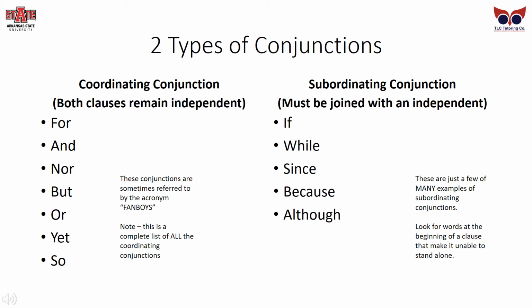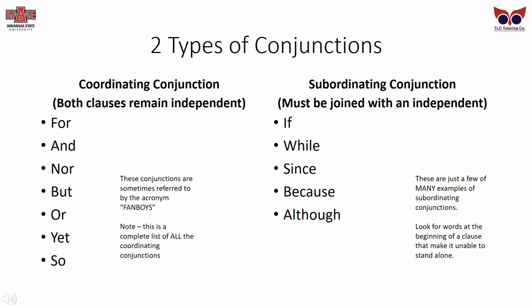The two most important types of conjunctions to know for standardized tests are coordinating and subordinating conjunctions. Coordinating conjunctions join two independent clauses. When joined with a coordinating conjunction, both of the clauses remain independent. You'll sometimes hear the coordinating conjunctions referred to as FANBOYS. This is the acronym standing for for, and, nor, but, or, yet, and so. Note that this is a complete list of all the coordinating conjunctions.